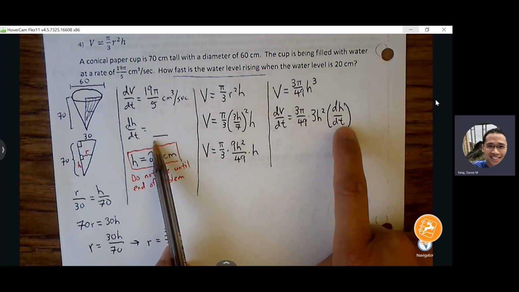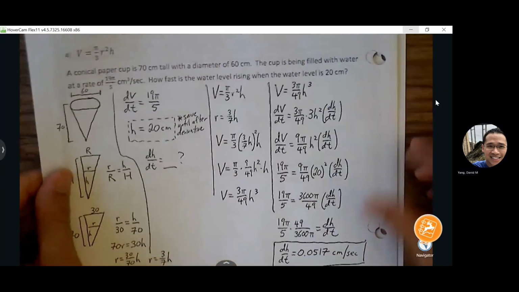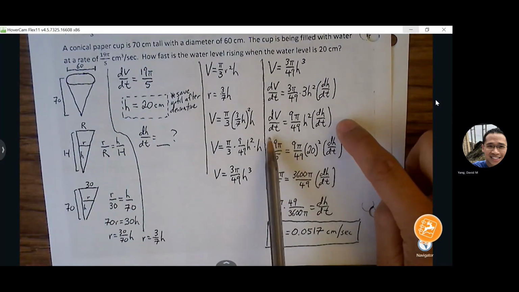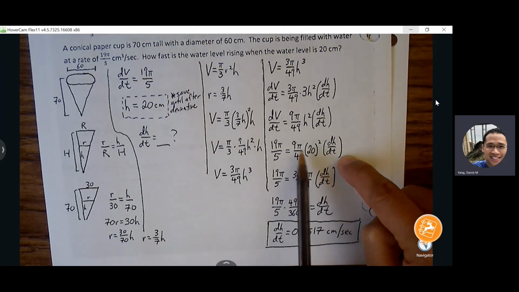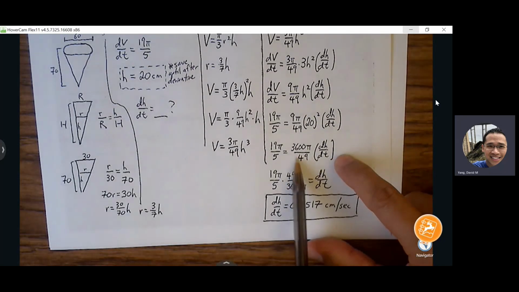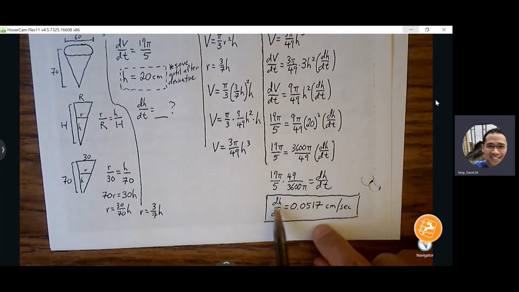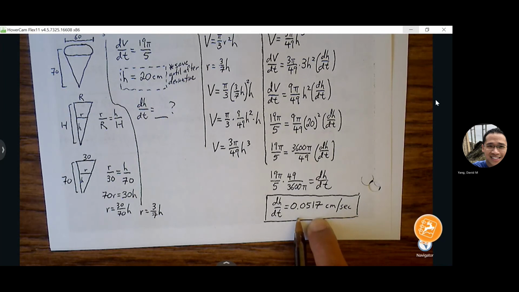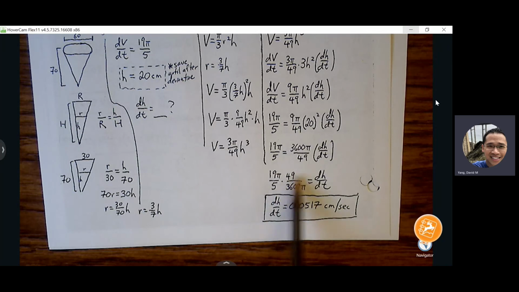Okay, what do you expect out of dH/dt at the end? Positive or negative? Positive, right? Volume is increasing, so you expect your height to be increasing as well. dV/dt gets replaced with 19 pi over 5. H gets replaced with 20. We clean this up. Divide both sides by the fraction, which is the same thing as multiplying by the reciprocal. Pi cancels out nicely. I wasn't able to get this to clean up to a nice fraction in the calculator, so I left it as a decimal there.